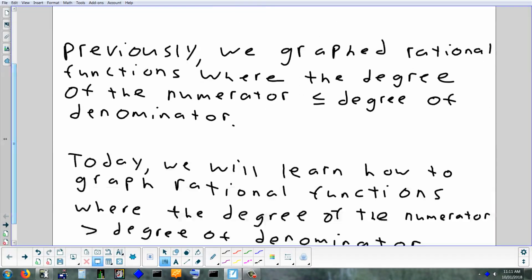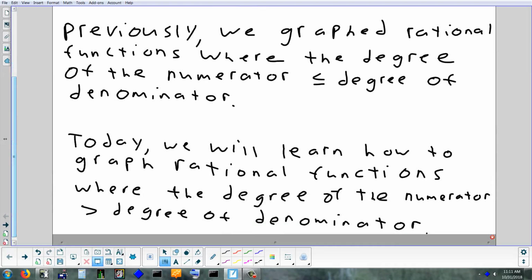Today, we're going to switch that. Now we're going to look at graphing rational functions where the degree in the top is larger than the degree in the bottom. Okay. So as I said earlier, once the degree in the top is larger, then that means horizontal asymptotes go away. Yay, horizontal asymptotes. But that means we have another kind of asymptote.